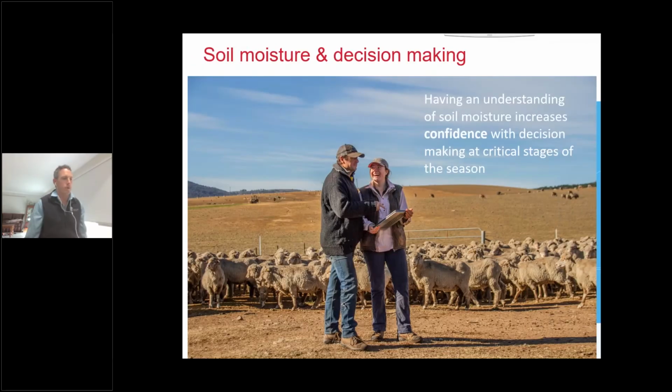So how does soil moisture information aid in decision making? The major benefit of measuring soil moisture is it gives us an indication of how much moisture we have in the system at any point in time. Is the bucket full? Is it half full? Is it almost empty? Having some understanding of current moisture increases confidence with decision making at critical stages of the season. And I've highlighted the word confidence there because I think that really is the key word.